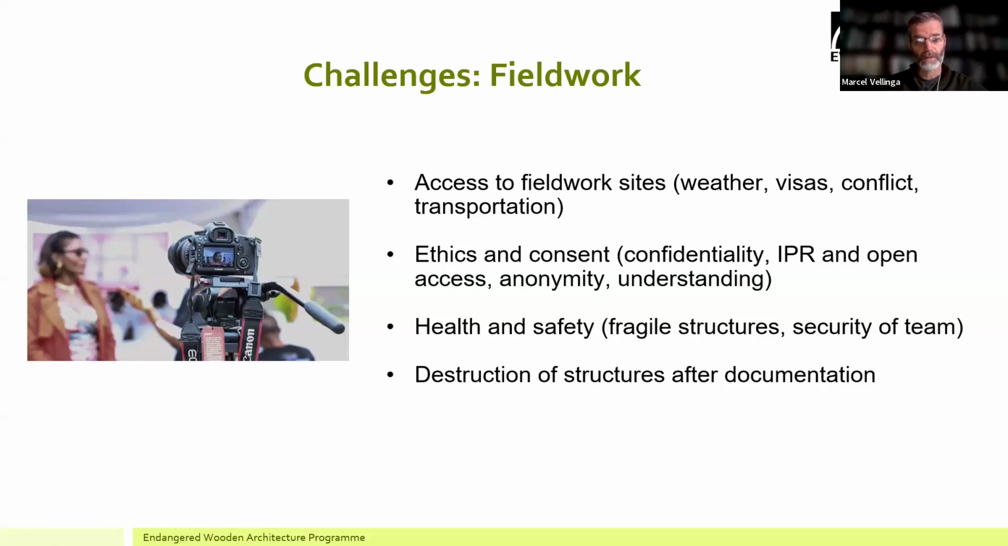Health and safety is another one related to ethics, but in this case, the health and safety of the communities that people work in, but also the health and safety of the teams themselves. So in many cases, the buildings are documented for a reason. They're endangered, they're structurally unsound, they're sometimes falling to pieces.